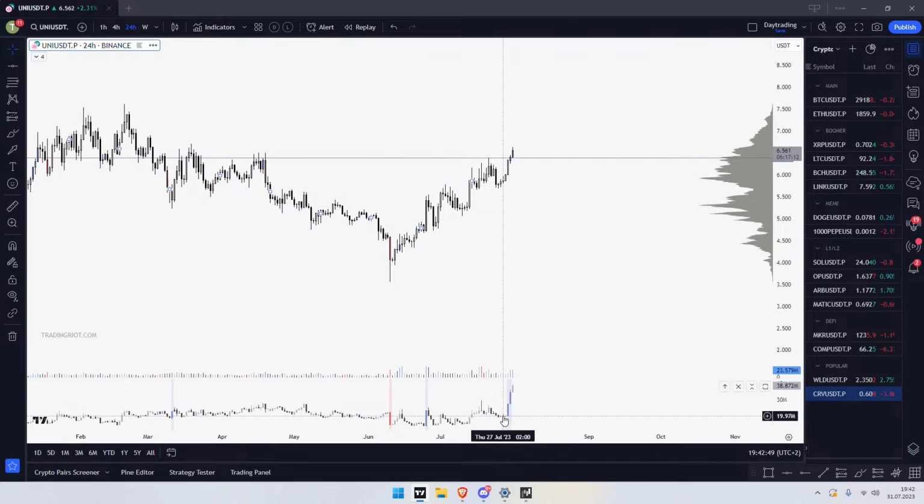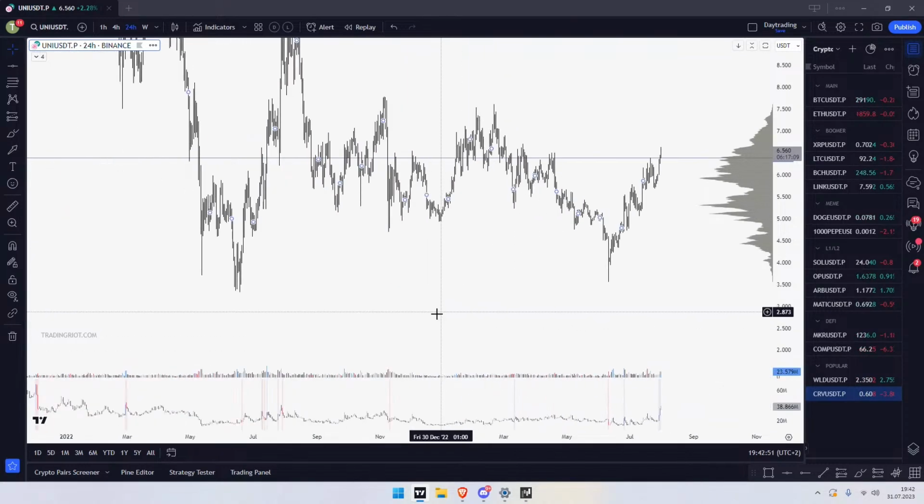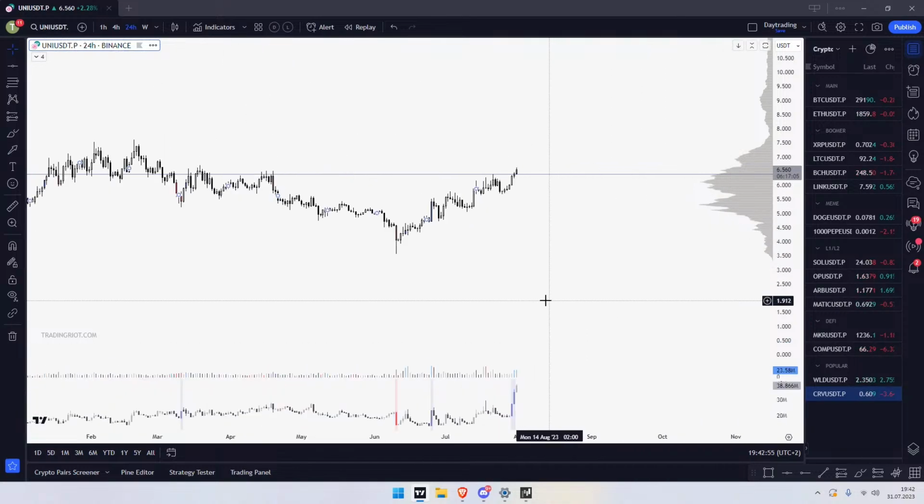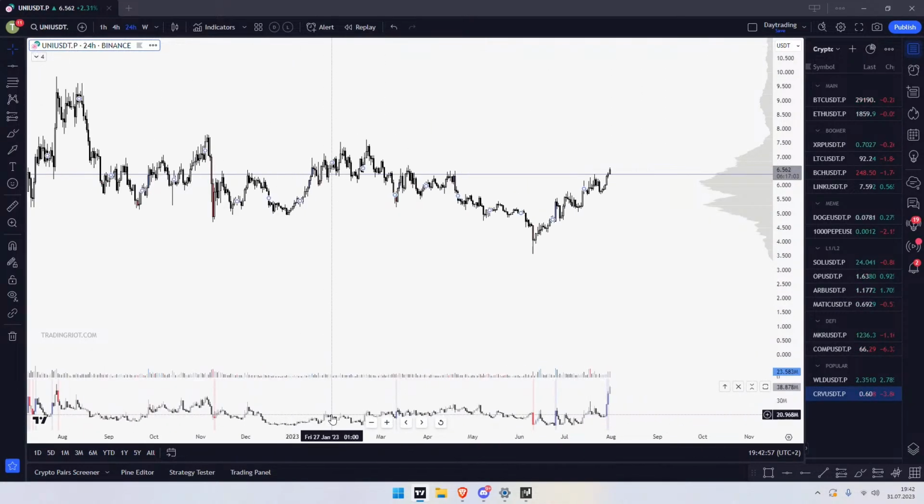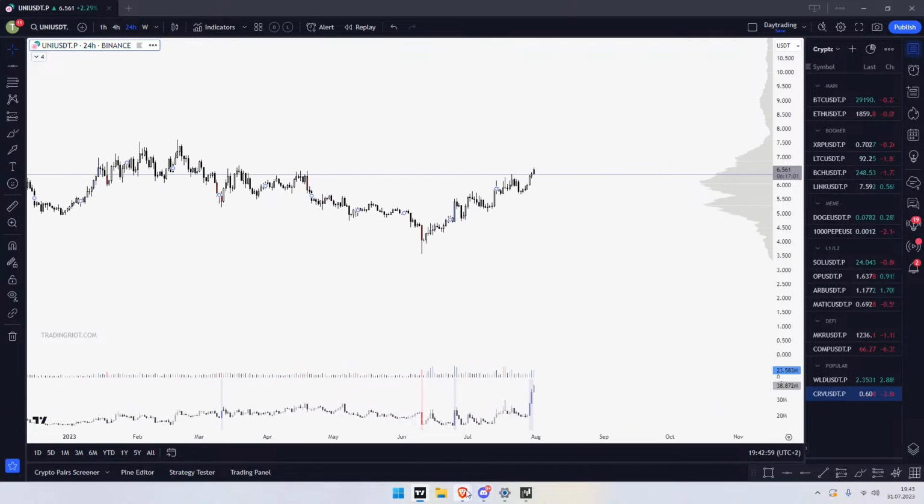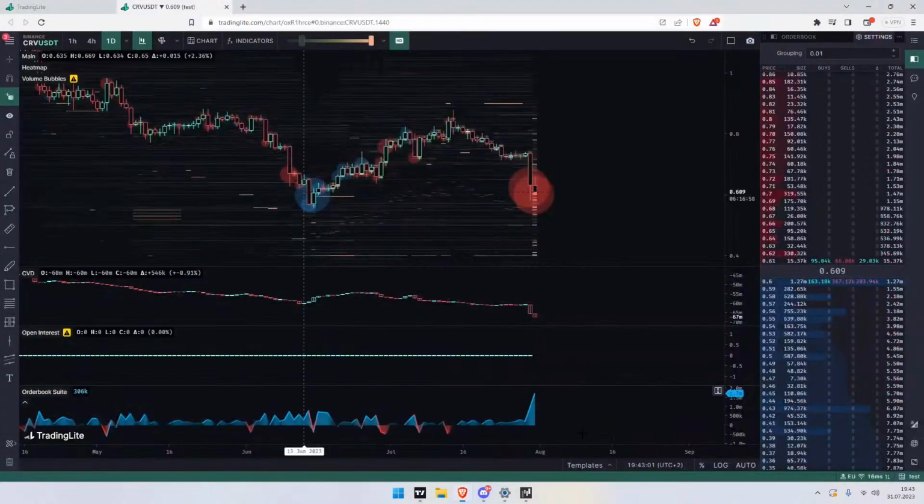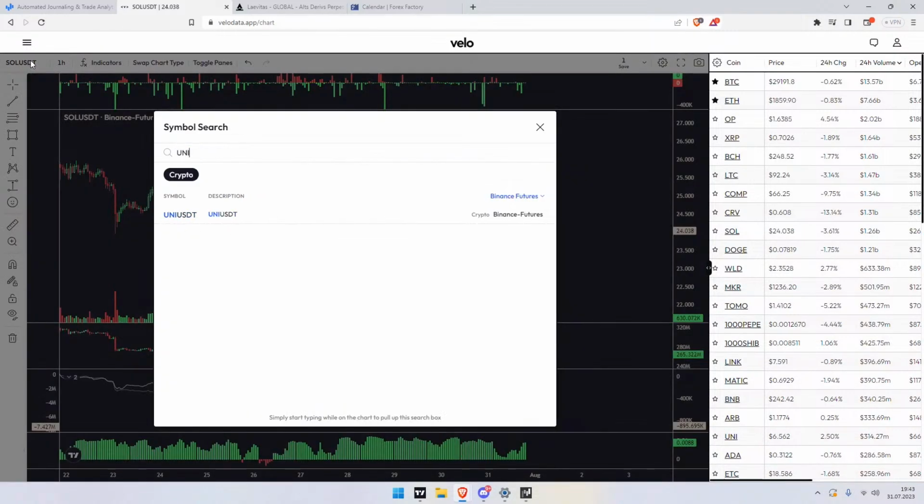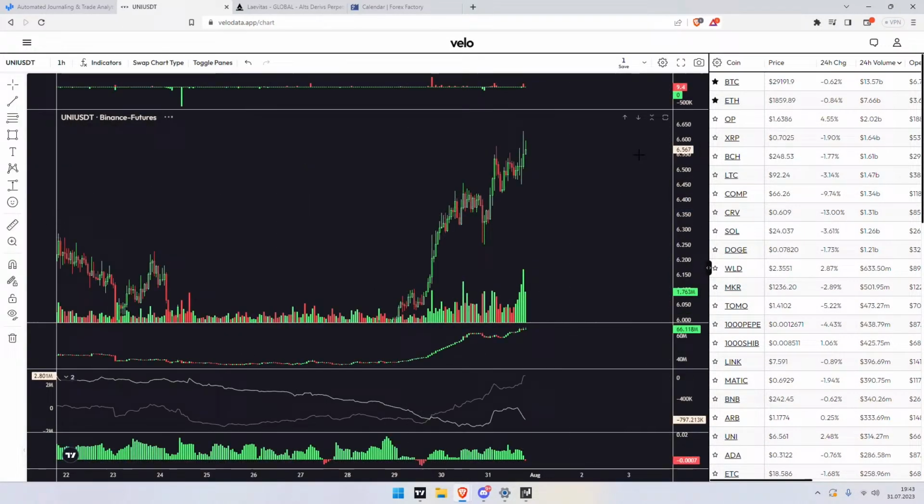A lot of buying coming in here though. This is a lot of buying. I don't think I ever saw such a huge increase in Uni. Basically it didn't happen the whole year. We can look at Velo, because I have no idea how accurate this is from TradingView. I just have it there because I'm lazy.